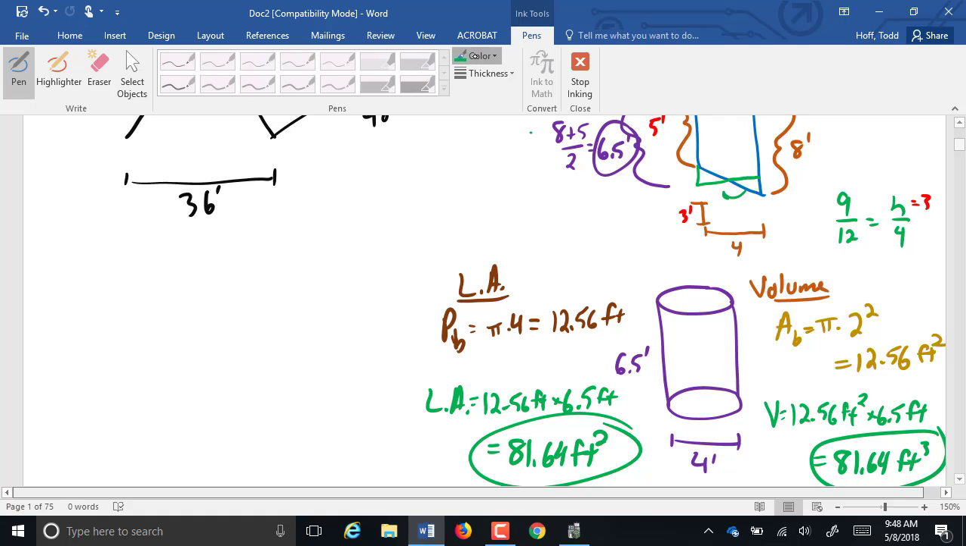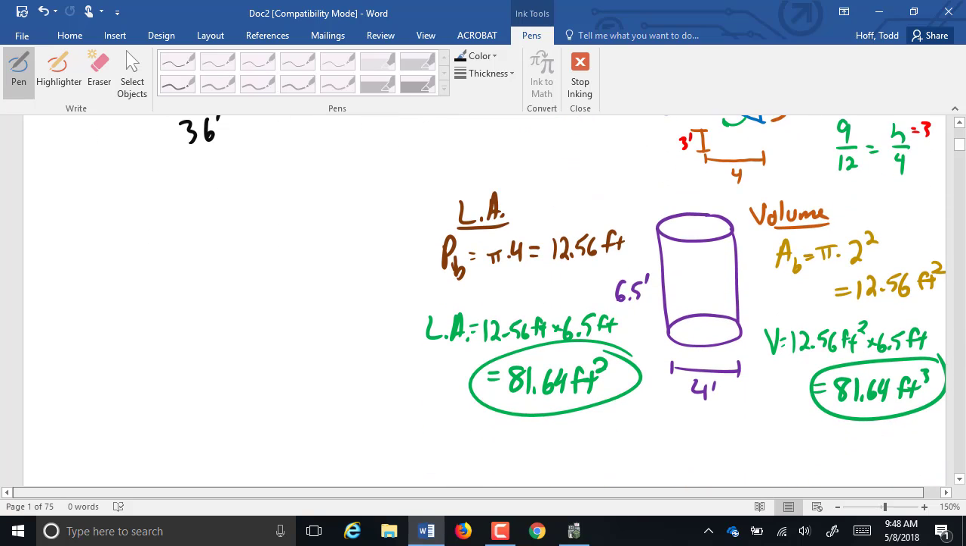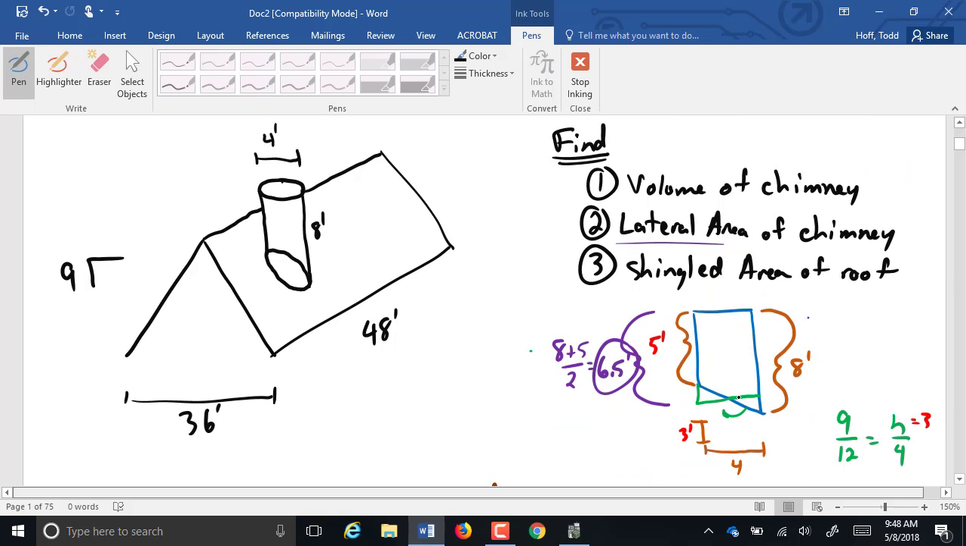Now, it's not always going to be the same, of course. It's because it's a 4-foot diameter, and 2, the radius squared, is equal to 4. The radius squared and the diameter are the same. That's the only reason why our lateral area and our volume are the same. That's the only time it'll ever be the same, yes. Why did I find the lateral area? Because I asked you to find the lateral area.